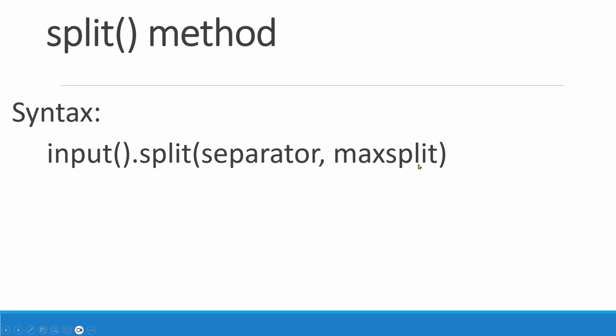Then we have another argument here. This is the max split. It is a number which tells the user to split the string into a maximum number of times. If it is not provided, then the default is -1, which means there is no limit.